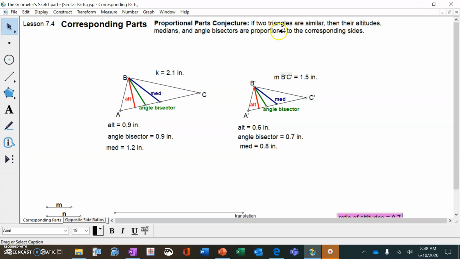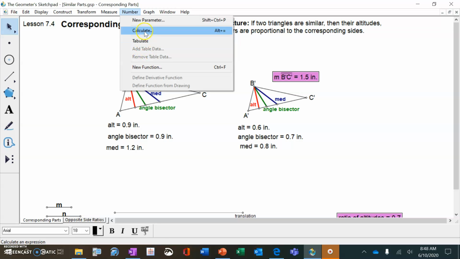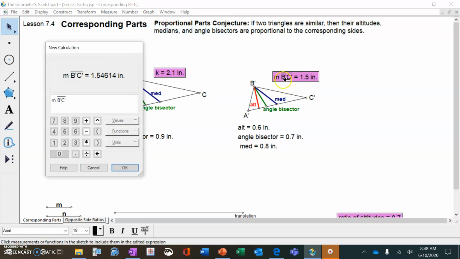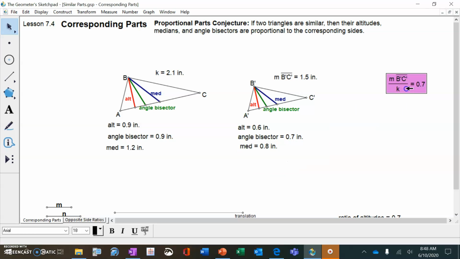So what this says is, if two triangles are similar, what about their altitudes, medians, and angle bisectors? Okay, so if I take these two triangles and I take the smaller side and the larger side, and I find out what the ratio of those sides would be. So this would be smaller side divided by the larger side, and I get 0.7.